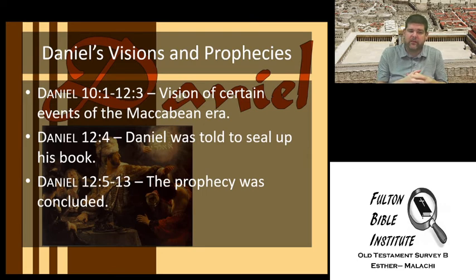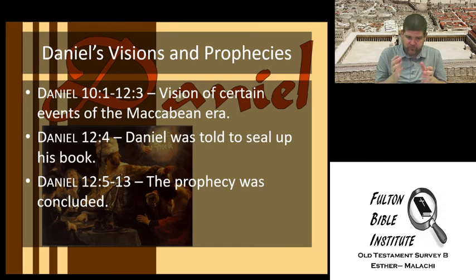Then chapter 10 through chapter 12 talks about the vision of certain events of the Maccabean era. It gets very specific about the reign of the Maccabees, the end of the Greeks, going into the Romans. Very interesting study. We'll talk about that again.